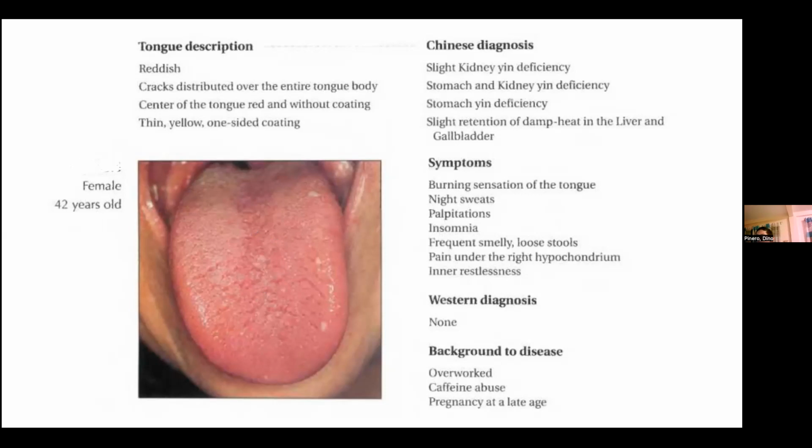So on symptoms ng patient, there is a burning sensation of the tongue, night sweats, palpitation, insomnia, frequent smelly loose stools, pain under the right hypochondrium, there is inner restlessness. Sa Western diagnosis, there is none. And sa background to disease, the patient is overworked, caffeine abuse, and pregnancy at a late stage.